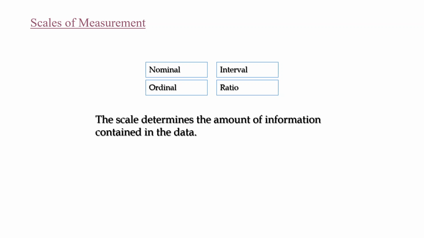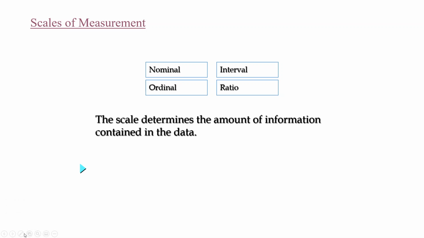Our class is focused on the application of the statistical concept. Therefore, try to understand it instead of memorizing the 4 scale measurements. First, I want to talk about nominal. So the 4 scale measurements are nominal, ordinal, interval, and ratio. In the statistics class, your professor also obviously mentioned that the scale determines the amount of information contained in the data. So how can we interpret it?